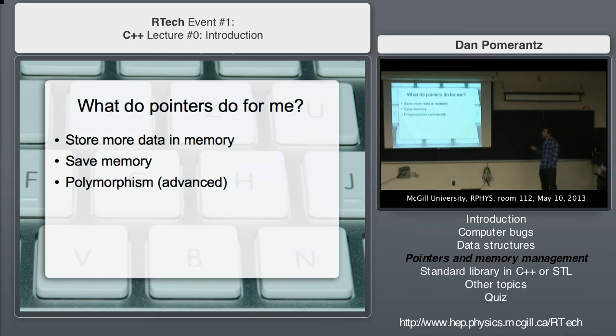There are a couple of reasons. They let you store more data in memory. They will sometimes save memory. And then there's also the topic of polymorphism, which is a little bit more advanced. It might not come up so much in the programming that you would be doing, but it's something that in some cases you might want to use.